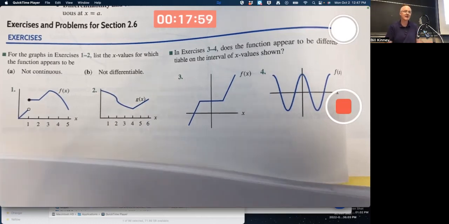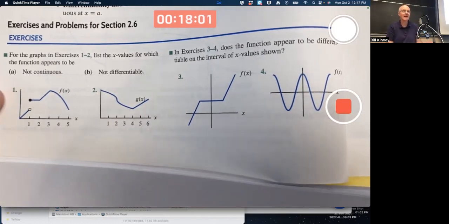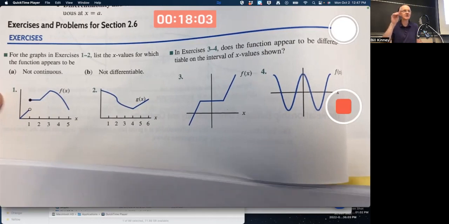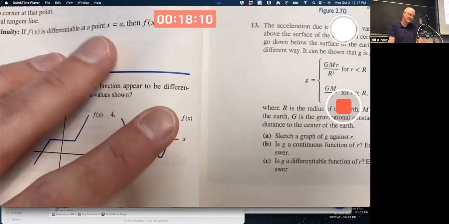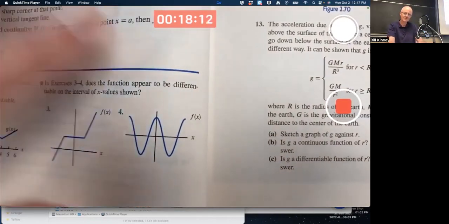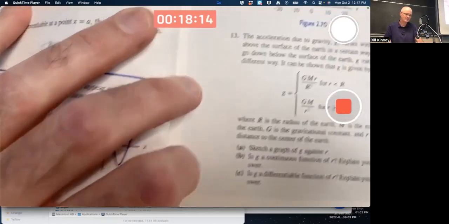It was just asked a minute or two ago, can it be the case that you have a graph that changes so rapidly that it looks like there's a corner, but there's really not? And yes, that can happen. An example of that is problem number 12.